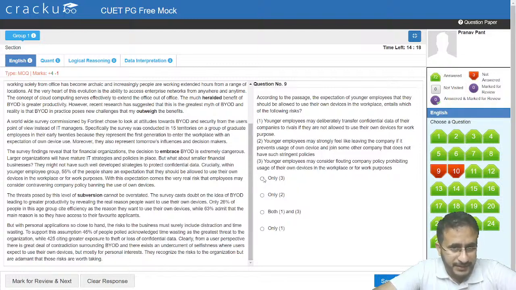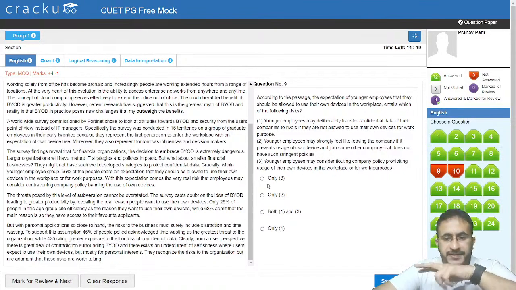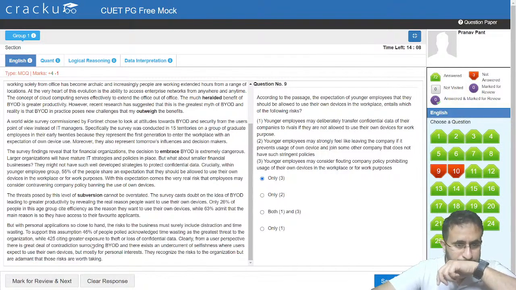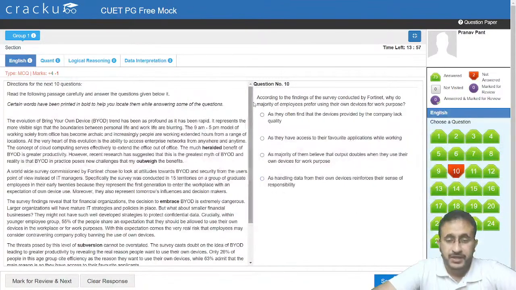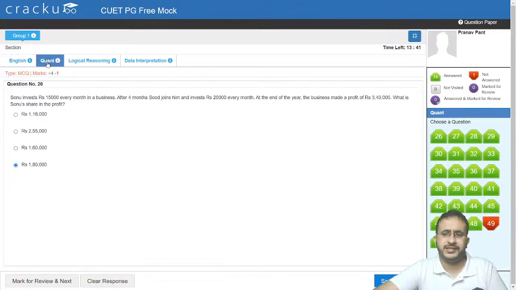The second is also not directly stated. May strongly feel, that looks like a strong option. Employees may consider flouting company policy. That is fine, right? It says that it is given. So that would be the answer. According to the findings of the survey conducted by 49, why do the majority of employees prefer using their own devices? Quality, need, favorite applications.